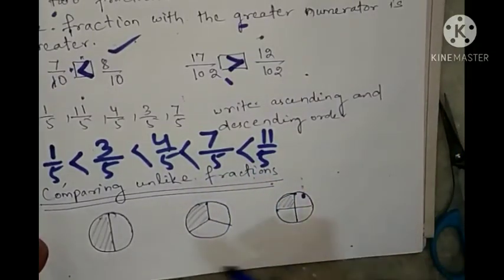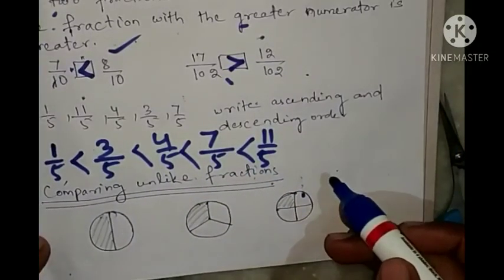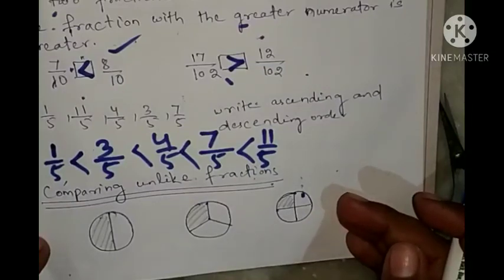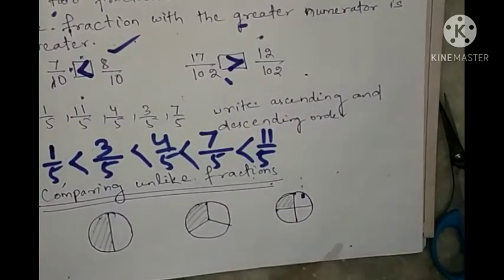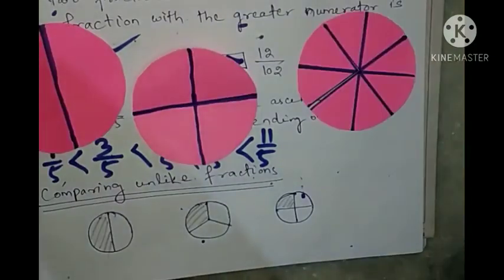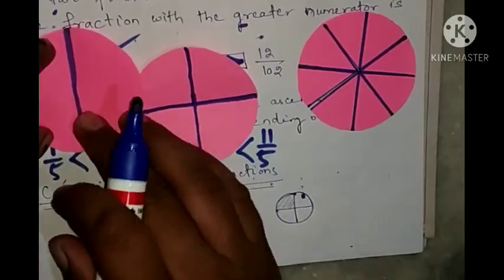Next we will see comparing unlike fractions. Okay, how will we compare unlike fractions? So let's see. We'll see unlike fractions. Okay. So look at here. I have taken this one. So this is what? Half.